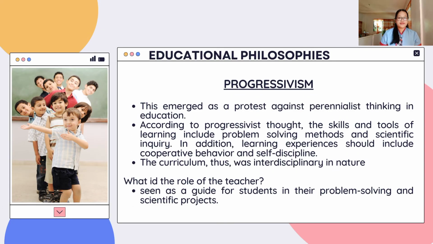Next is progressivism. This emerges as a protest against perennialist thinking in education. According to progressivist thought, the skills and tools of learning include problem solving methods and scientific inquiry. In addition, learning experiences should include cooperative behavior and self-discipline. The curriculum thus was interdisciplinary in nature, and the teacher was seen as a guide for the students in their problem solving and scientific projects.